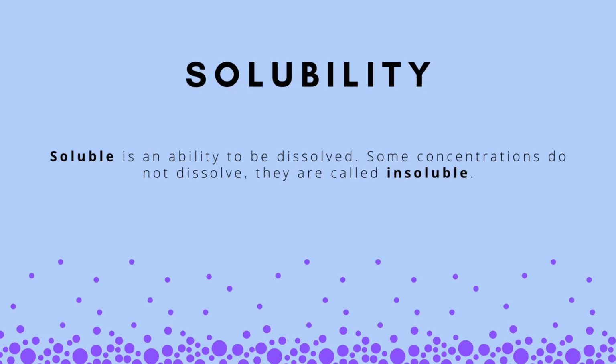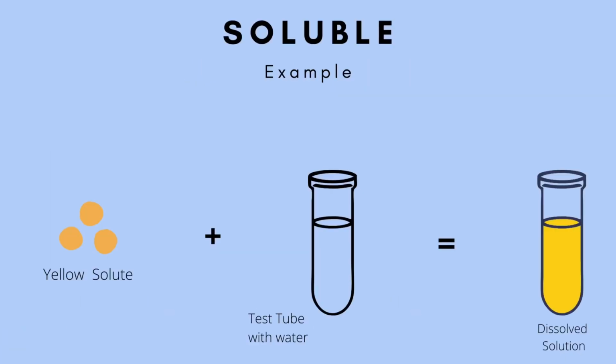Soluble is an ability to be dissolved. Some substances do not dissolve. They are called insoluble. Let's look at the example of a soluble. We have a yellow solute and it is added to the solution of water, which is in the test tube. We mix them together and the yellow solute dissolves. That means the yellow solute is soluble in water.